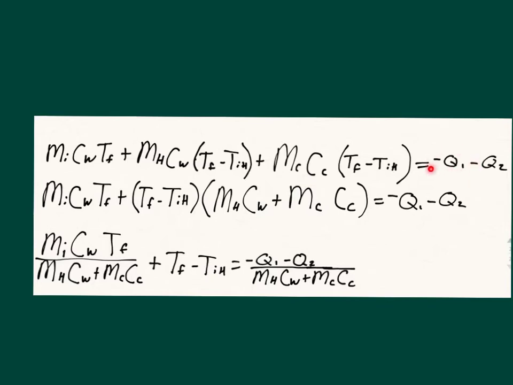Now this equals, like I said, negative Q1 minus Q2. So Q1 being the heating up of the ice to its melting point, Q2 being the phase change from solid to liquid. Now, the first thing that we're going to do is factor out. This is an identical part in each term, so I'm going to factor that out. So this term stayed the same, and this factored out. So we have the mass of the hot water times the specific heat of water plus the mass of the copper times the specific heat of copper. It's multiplied by the change of temperature.